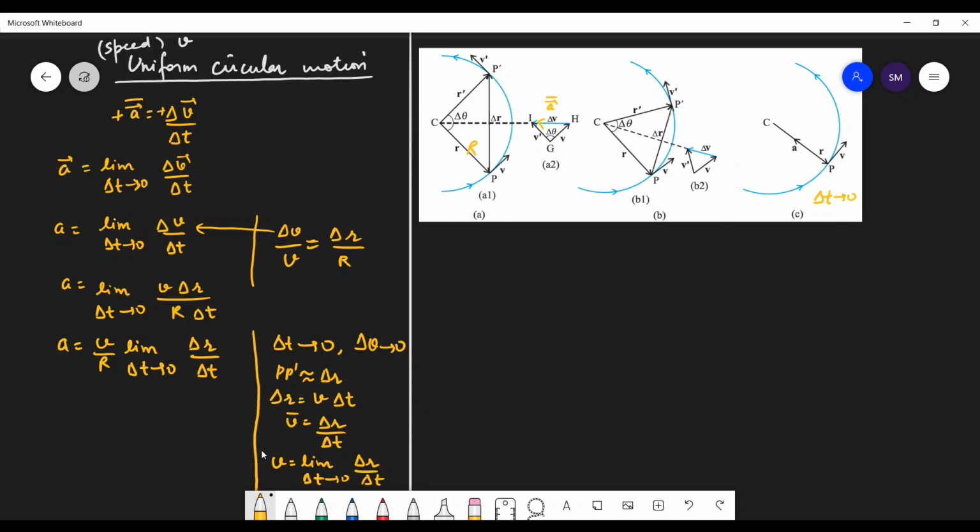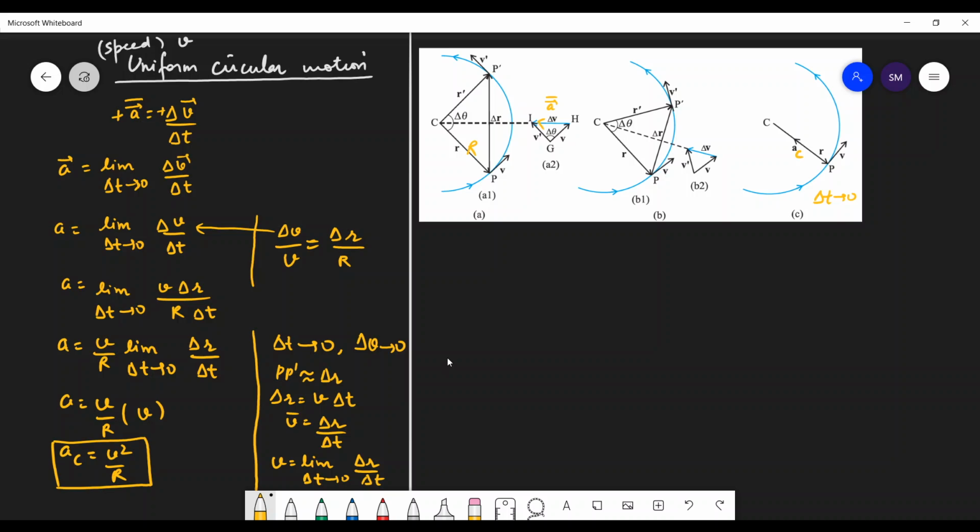So now this value I have calculated over here. So this whole is V. So A is equal to V upon R into V, and this is the centripetal acceleration, which is center seeking, towards the center. I can write it as AC. So center seeking, V square by R. So this was the magnitude I was searching for, and the direction of acceleration is towards the center all the time.